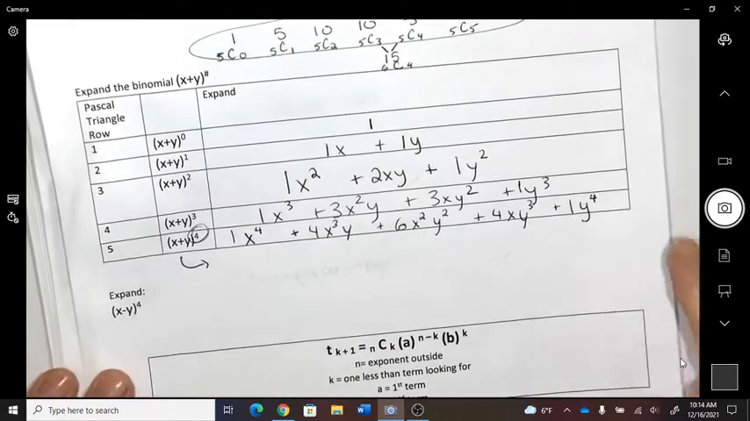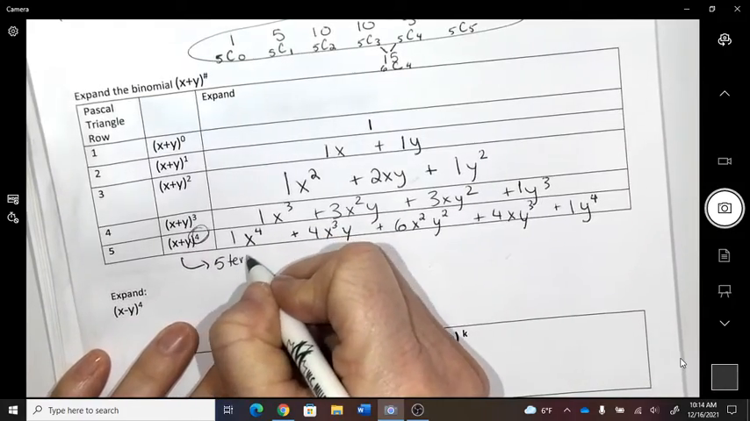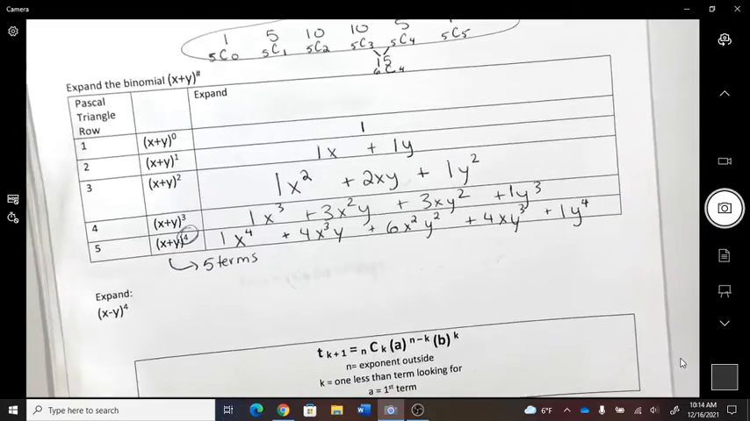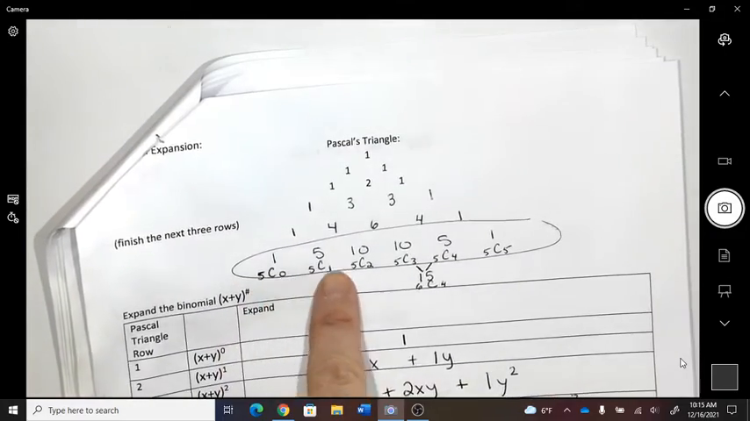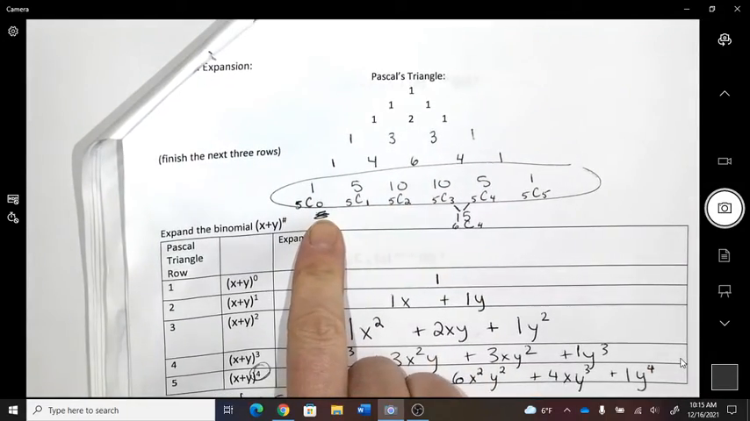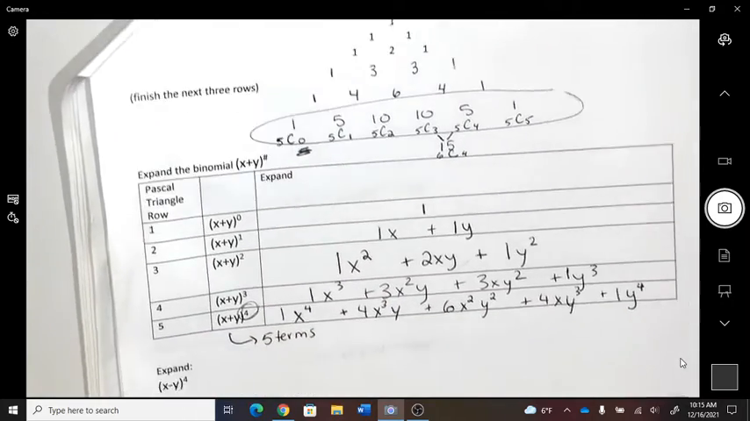how many terms did I end up having when I expanded it? So an exponent 4 is producing 5 terms. Why does it produce 5 terms? When we start our pattern, what do we start counting at? We start counting at 0. So once you start counting at 0, it's always going to add an extra amount.